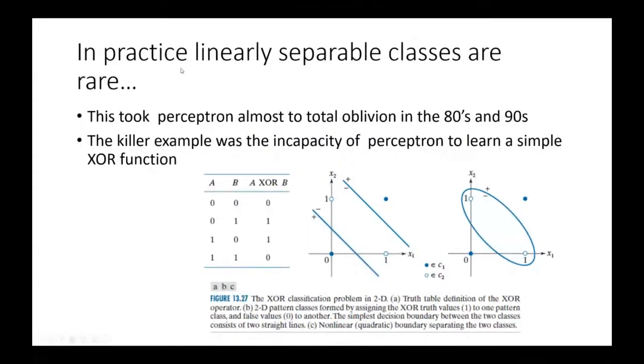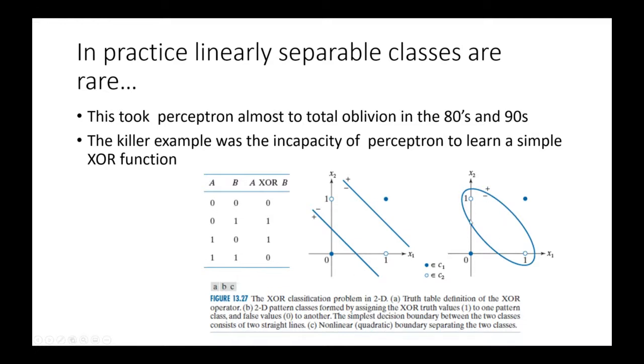So as I said, in practice, a perceptron can only learn linearly separable classes. But linearly separable classes are rare. And this problem took the perceptron almost to total oblivion in the 80s and 90s because it couldn't learn a simple function such as an exclusive OR function. That's a nonlinear function, right? An exclusive OR is only true if one input is 0 and the other is 1, and it should be false if the two inputs are equal.